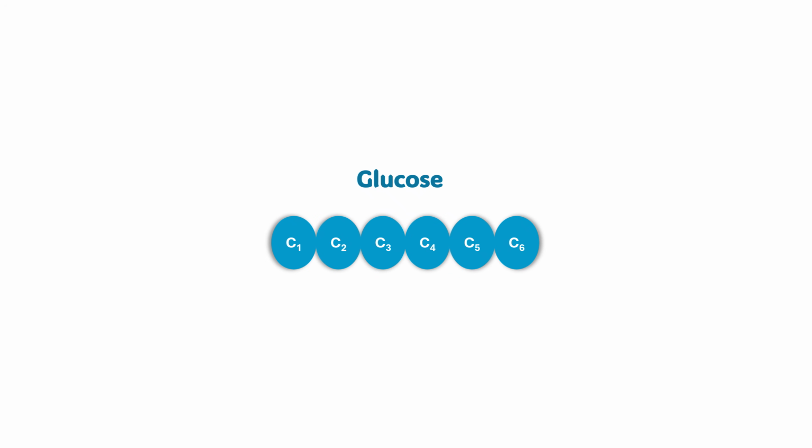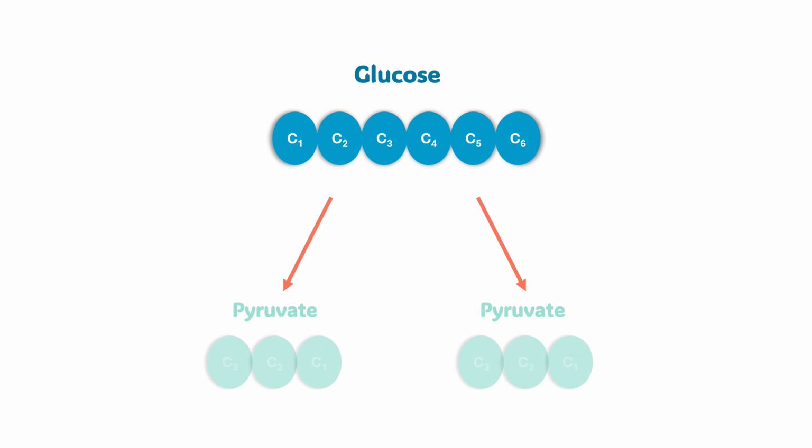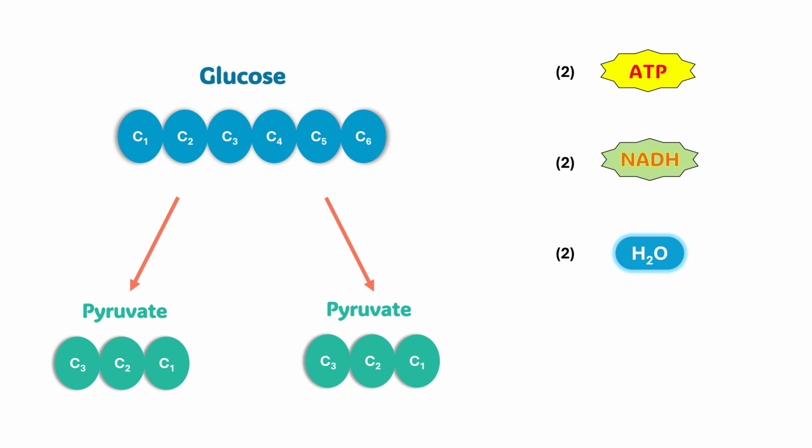In glycolysis, a 6-carbon sugar called glucose is broken down into 2 molecules of 3-carbon pyruvate. This multi-step process produces a net gain of 2 ATP molecules, 2 high-energy electron-carrying NADH molecules, and 2 molecules of water. Overall, glycolysis consists of 10 enzyme-catalyzed reactions.